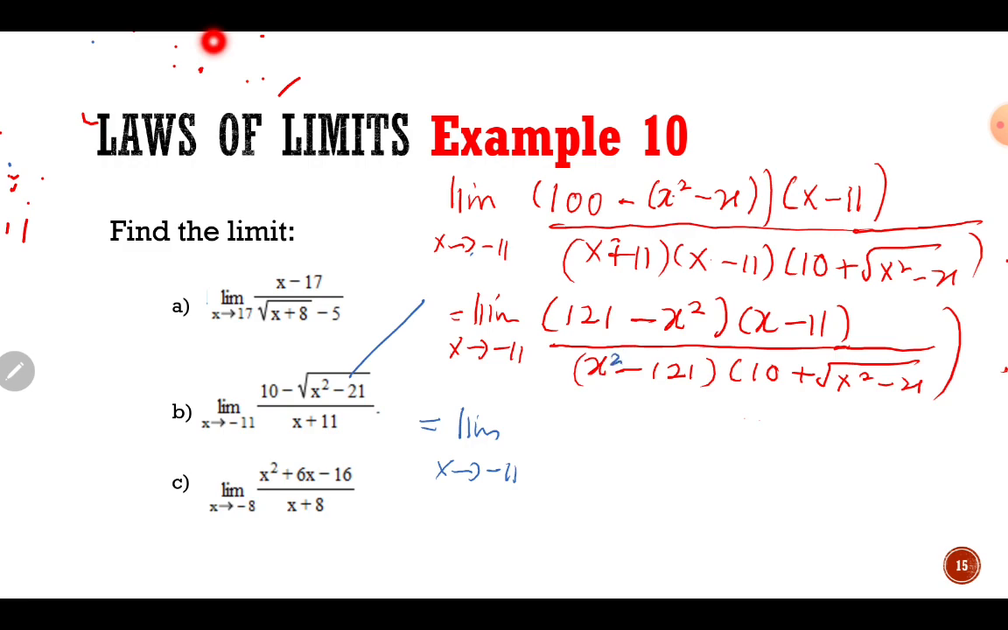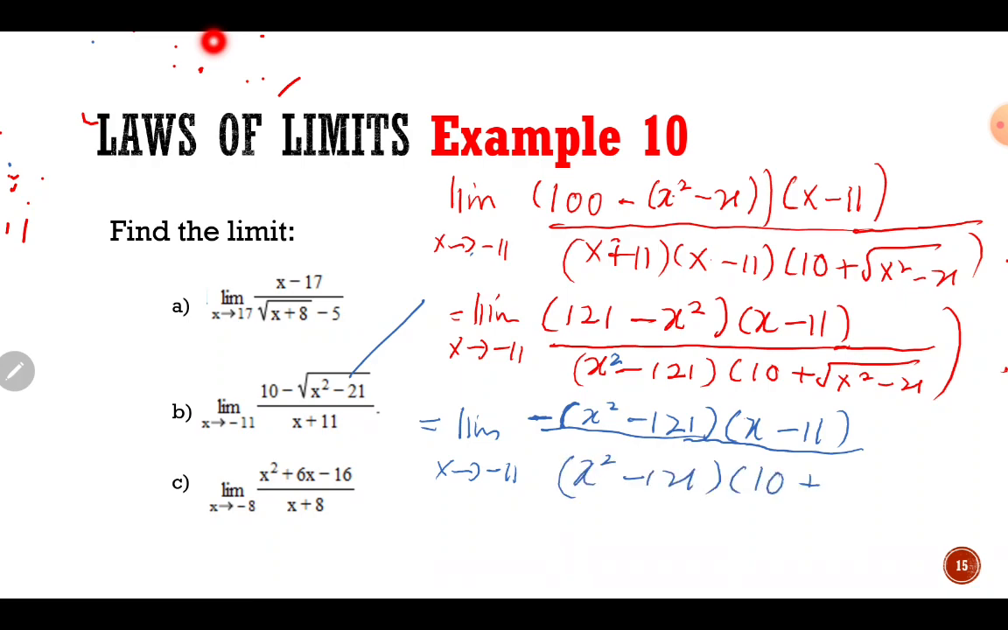So nampak yang ni kita boleh faktorkan apa? Nak cancel terus tak boleh yang ni. Ni saya tertinggal square ni. X square tolak 121. Yang atas ni kita kena keluarkan negatif. Faktorkan negatif keluar, kita akan dapat x square tolak 121, x tolak 11. And yang bawah ni kita dapat x square tolak 121. So 10 tambah square root of x square tolak 21 ni biar je lah.